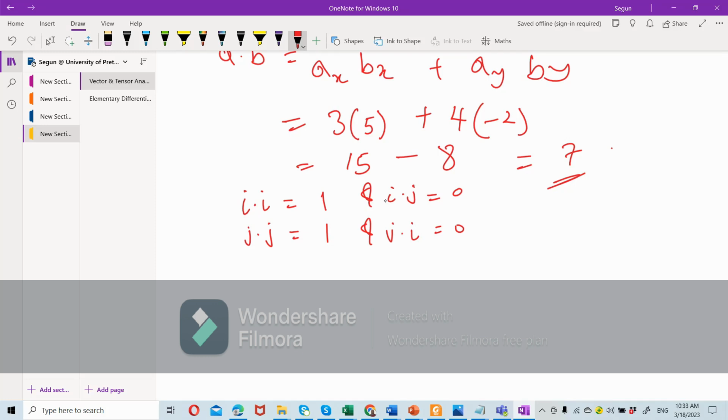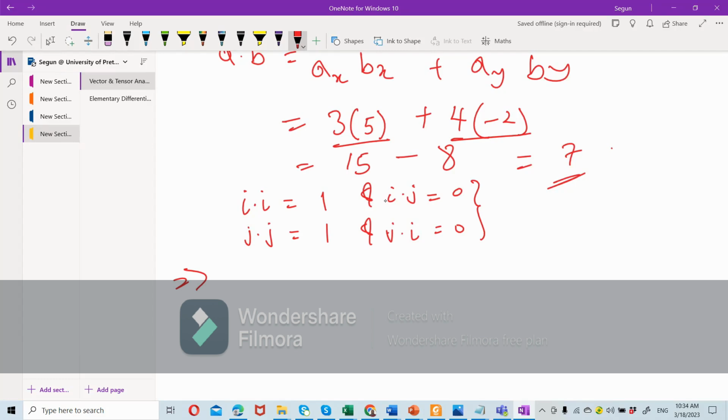The major thing is I dot I will give you 1, that's why we are able to multiply the two together here. We assume the cross terms I dot J will be 0, and then we can proceed.